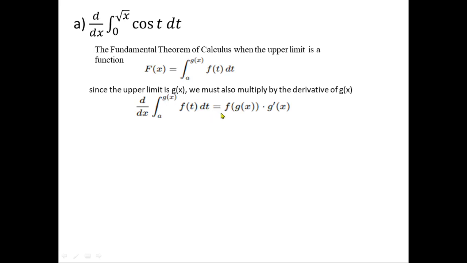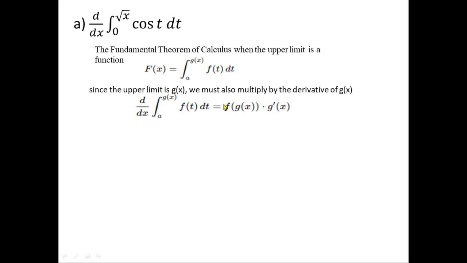That is, d by dx of the integral from a to g of x, where the lower limit is a constant and the upper limit is some function f of t dt, then it becomes f of g of x into g dash of x. If the upper limit is a function and the lower limit is a constant, then this upper limit function has to be substituted in place of t, and multiplied by the differentiation of this function. That is the solution of this type of problems, the differentiation of integral functions.